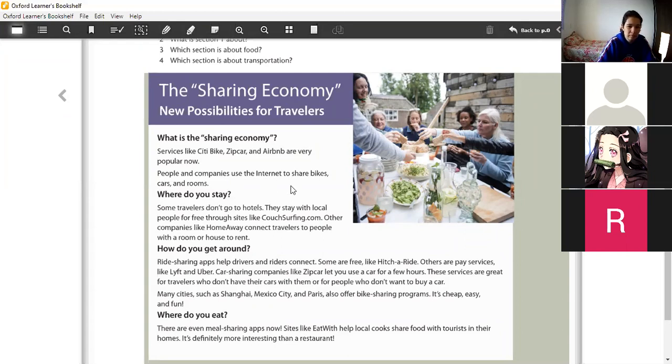Some travelers don't go to hotels. They stay with local people who are free to cities, sites like Couchsurfing.com, other companies like HomeAway, connected travelers to people with a room or house to rent.